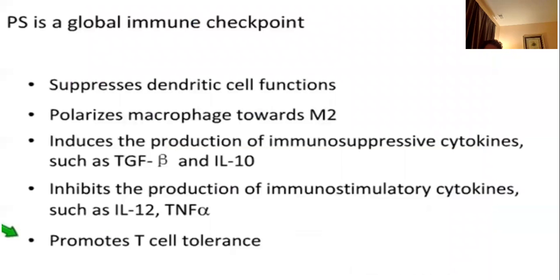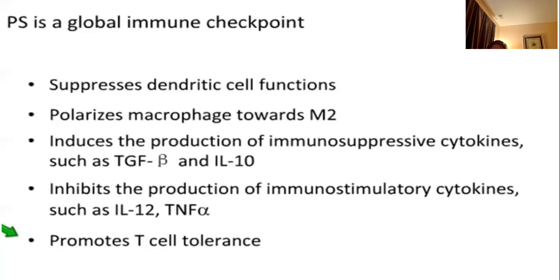So phosphatidylserine is a global immune cell signaling that suppresses the immune system, and it suppresses the dendritic cell function. Yes, it prevents the dendritic cells from becoming dendritic cells type 1. They become dendritic cells type 2, or dendritic cell regs, which actually will suppress the immune system from attacking the cancer.